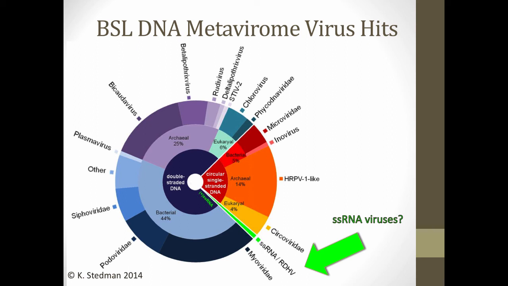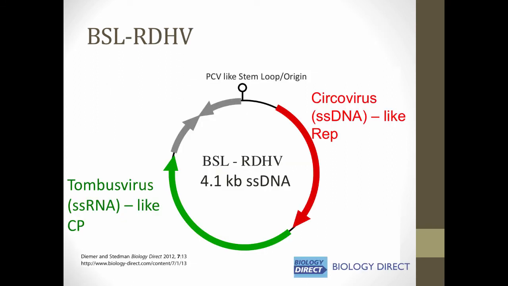What eventually they were able to pull out of Boiling Springs Lake was this genome that's now been called Boiling Springs Lake RNA-DNA hybrid virus. And so the reason that Jeff was seeing RNA-like sequences in a DNA metavirome was that this virus, which has a single-stranded DNA genome, 4.1 kb, has a capsid protein homologous to capsid proteins found in Tombusviruses, which are single-stranded RNA viruses that infect plants.